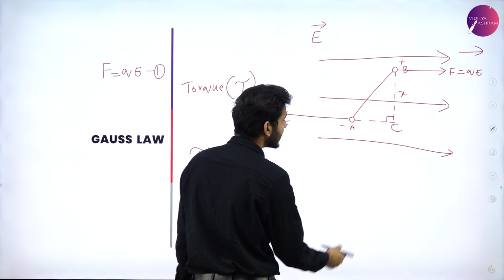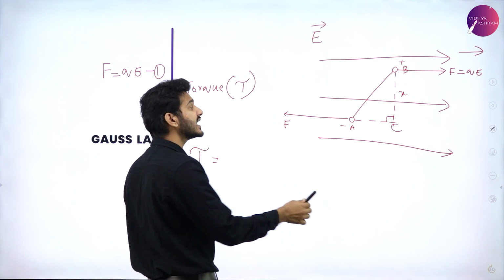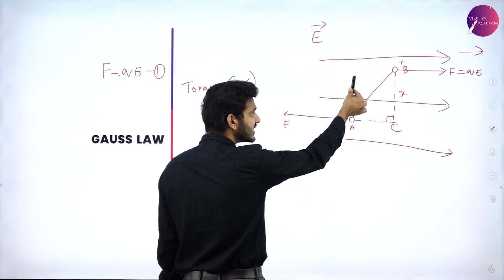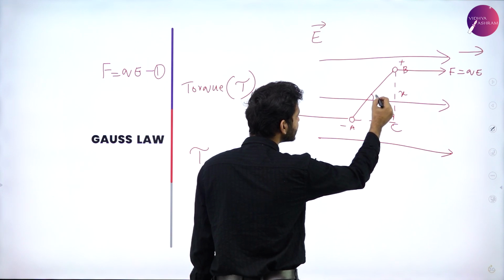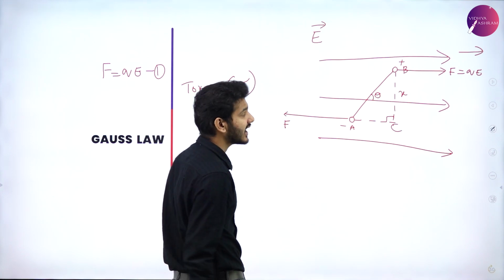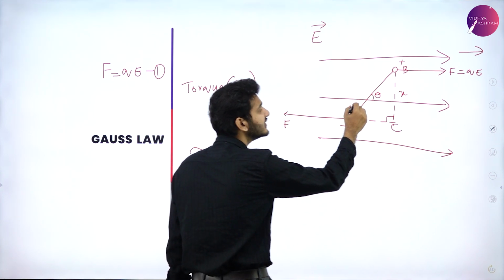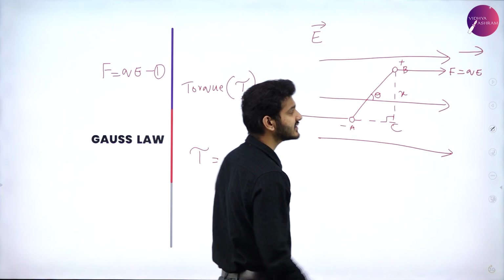And let's say that the dipole is being kept at an angle. It is not kept upright. So let's say that the angle is theta. The angle between the dipole and the electric field is theta.